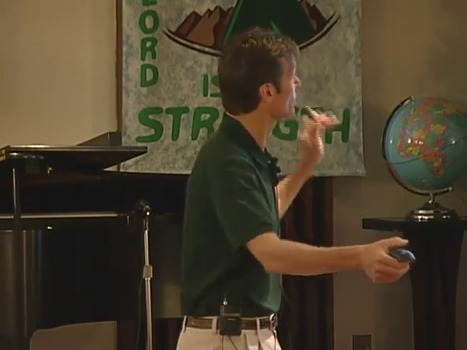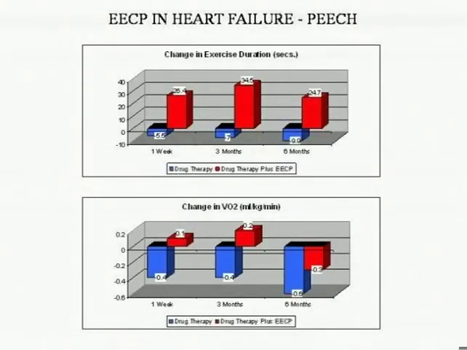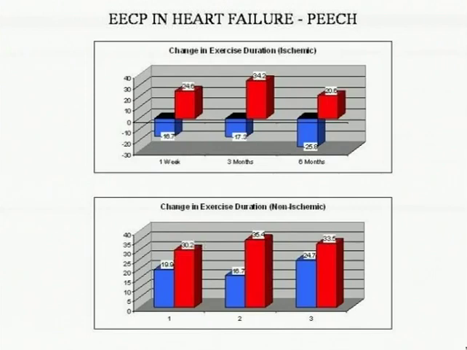However, if you look at the raw data, those that were randomized to drug therapy alone, 1 week, 3 months, and 6 months out, their exercise duration was decreasing. Those with ECP, they improved and they maintained their gain. Change in oxygen uptake improved with ECP at 1 week and 3 months. It deteriorated with medical therapy. At 6 months, both groups had deteriorated, but the ECP group much less. Change in exercise duration increased with the ECP.